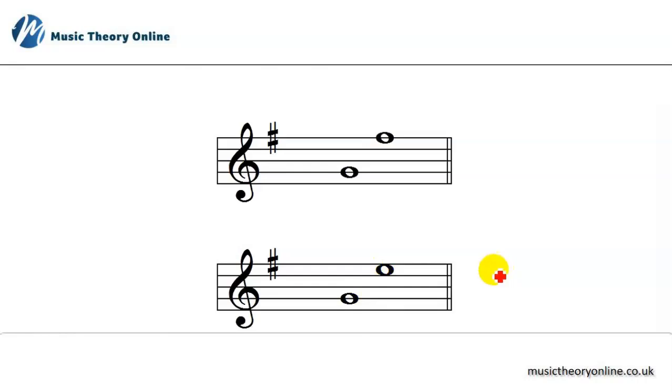So as you can see, counting the numbered intervals is quite straightforward, and in the grade 2 exam you will be asked to work out numbered intervals between two different notes.